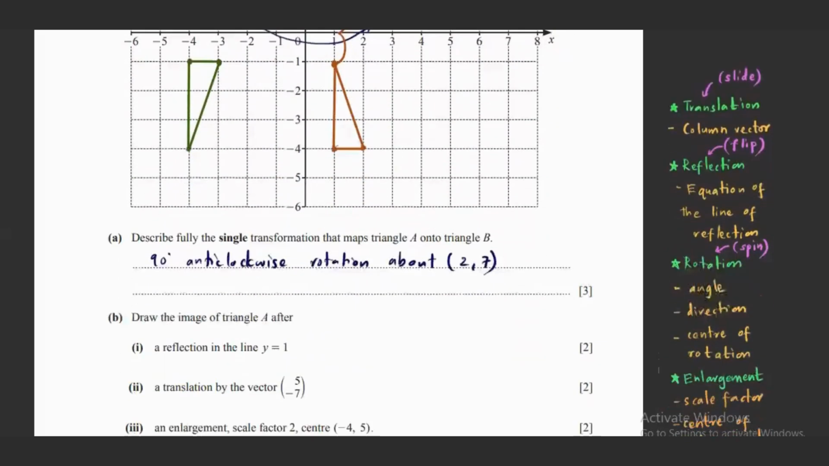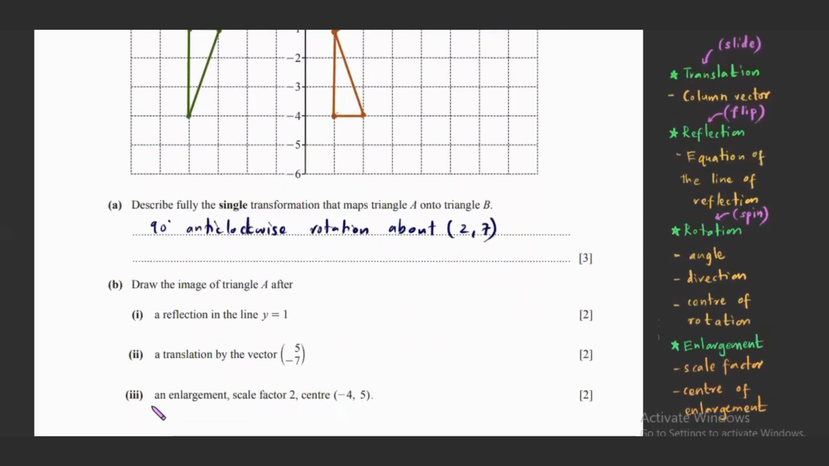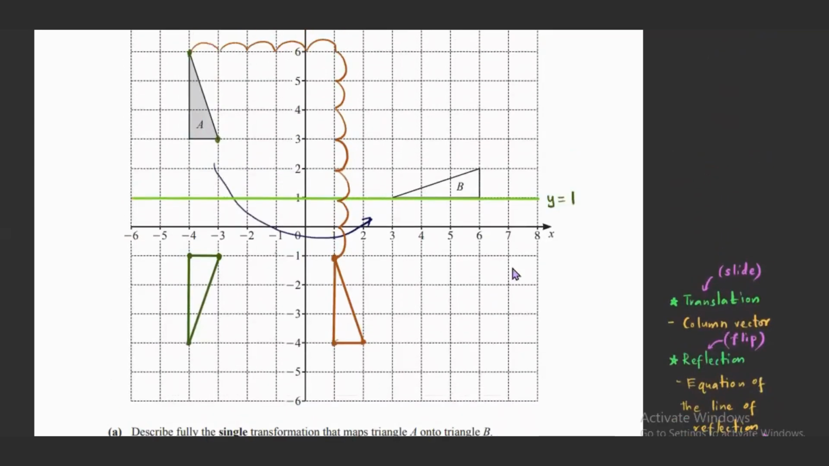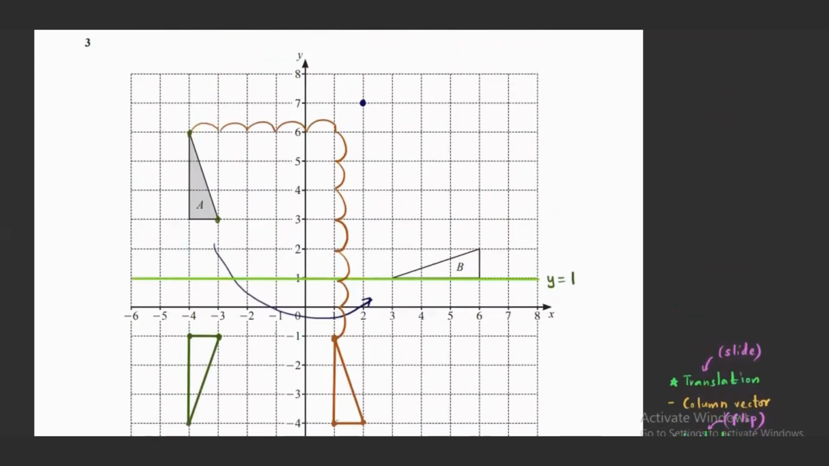The third part of the question is to enlarge by a scale factor of 2, and the center of enlargement is given to us as (-4, 5). So first, let's mark the center of enlargement, which is (-4, 5). This is the center of enlargement. Now, what we have to do is draw lines that pass through the center of enlargement and through each of the vertices of this triangle.